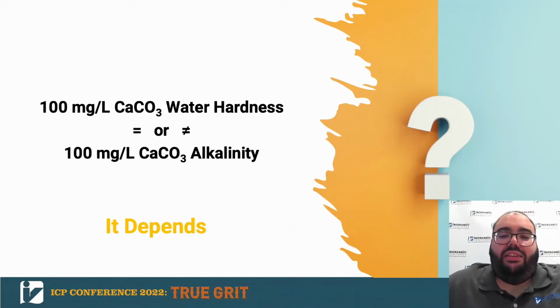Okay, so let's circle back to the question from the beginning of the presentation. Now that we've reviewed the testing methods, would you say that 100 milligrams per liter of calcium carbonate water hardness is equal or not equal to 100 milligrams per liter of calcium carbonate of alkalinity? The answer on that is it depends. So not really a straight answer on that one. But in the next slide, we're going to start to really dig in on a proficiency example and go over why it depends and what is the case that you can get these 2 values to essentially be equal.